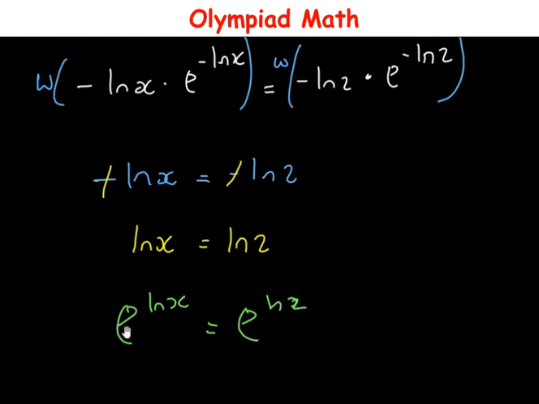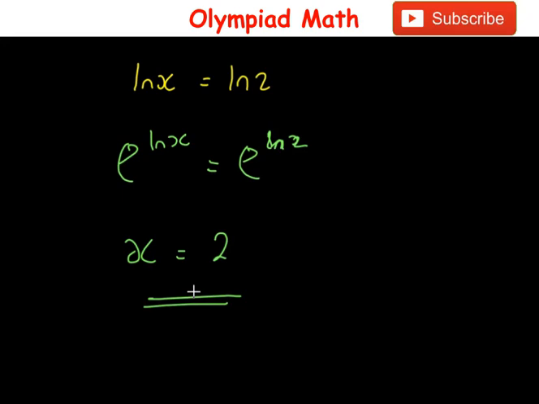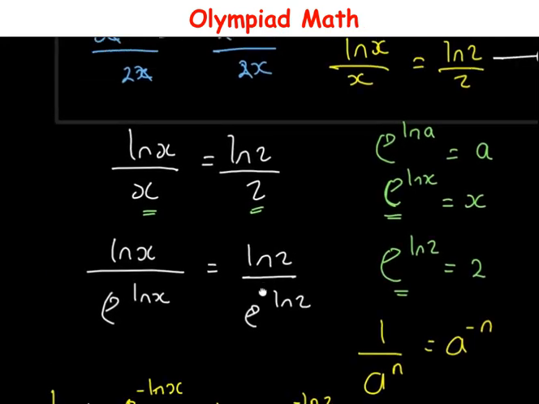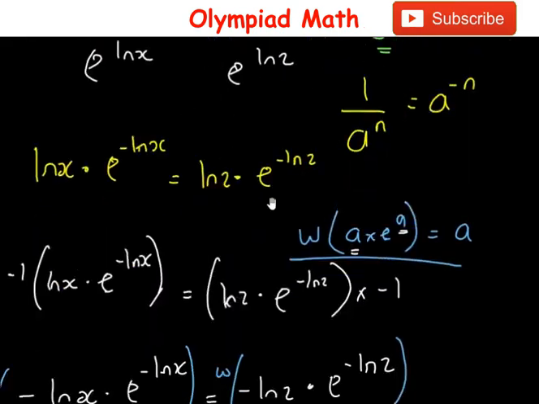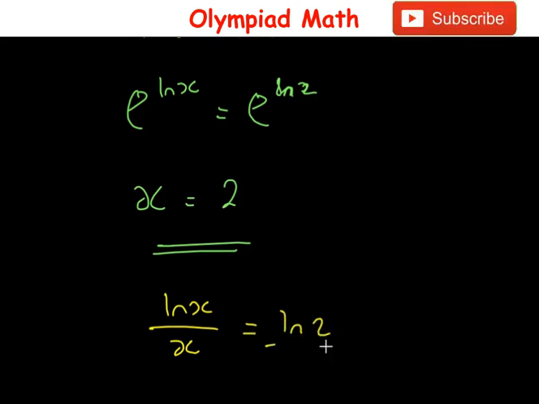Okay, so applying this, we will notice that e raised to power ln x equals x, and e raised to power ln 2 equals 2. So x is equal to 2, okay, for this given equation. But then we said we can get two different solutions for this given asterisk equation. So we have the equation which is ln x over x equals ln 2 over 2.